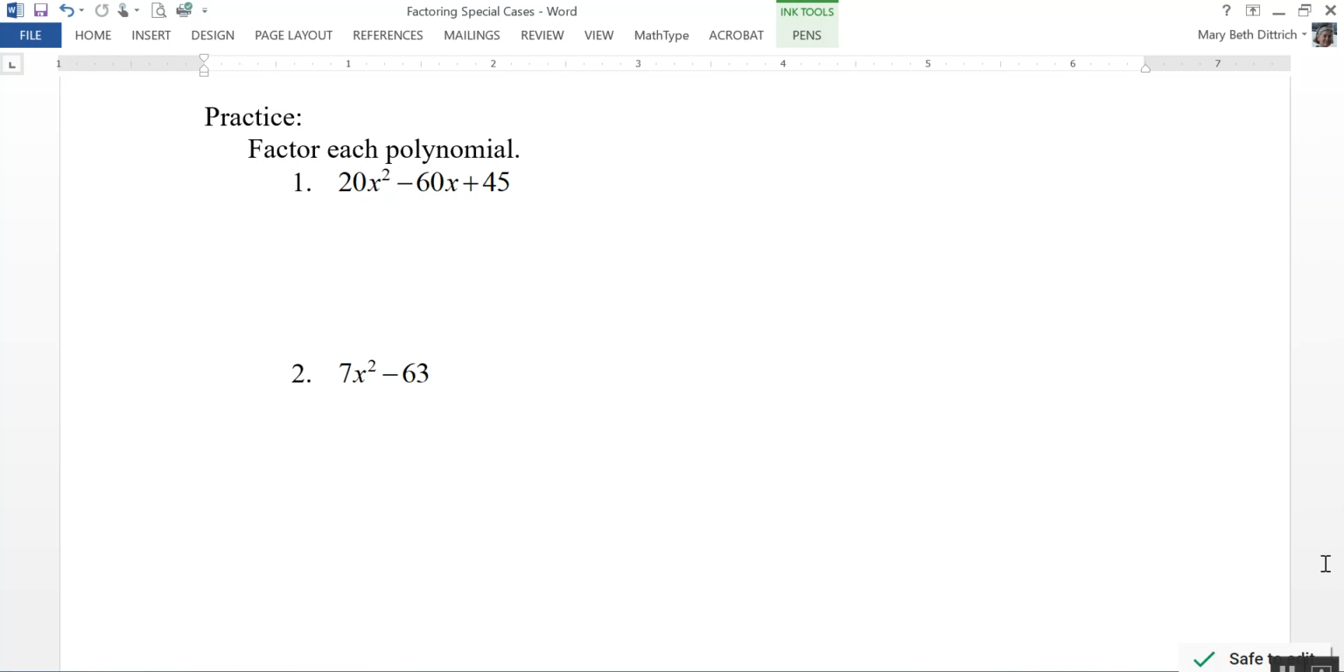Okay, let's take a look at these. Number one is 20x squared minus 60x plus 45. And in this video, I've been looking for perfect squares, and I don't see any in this. But I do notice that 20 and 60 and 45 can all be divided by 5. So I'm going to take out a greatest common factor of 5, and that's going to leave me with 4x squared minus 12x plus 9.